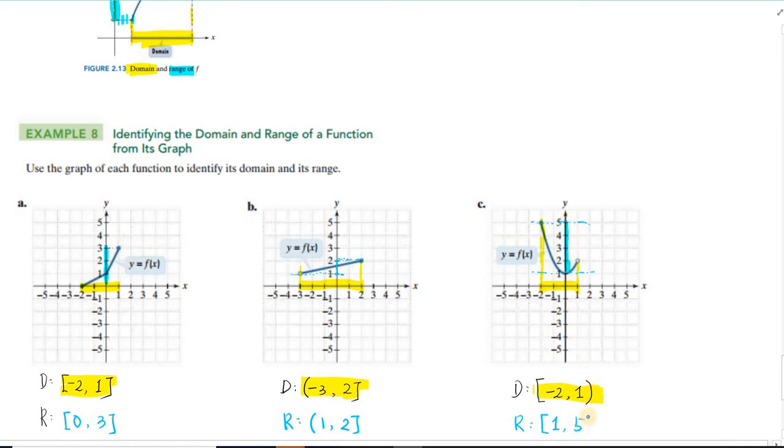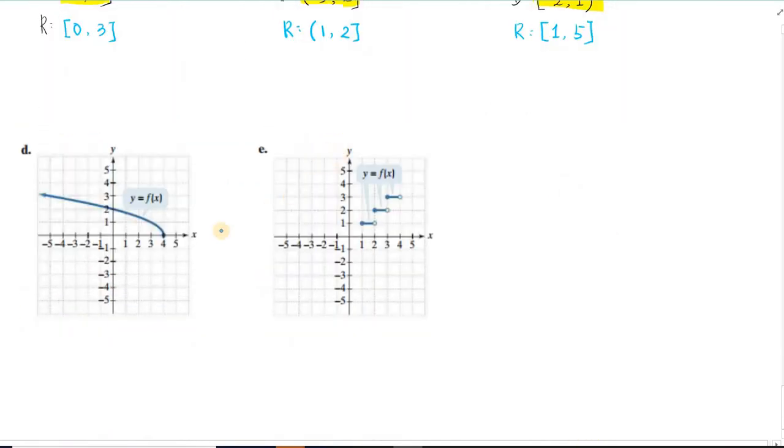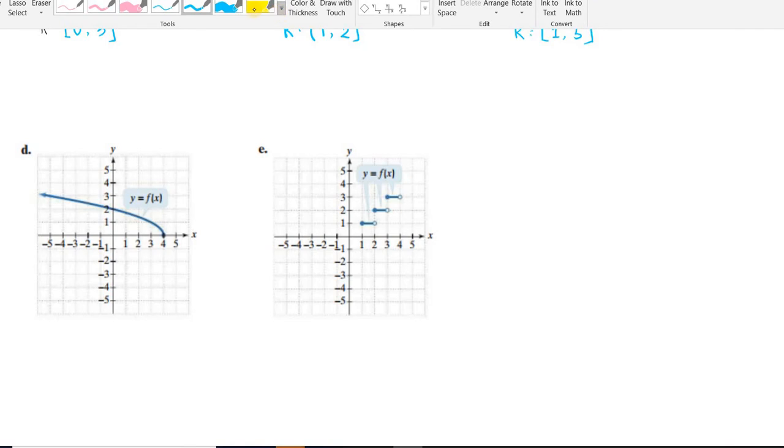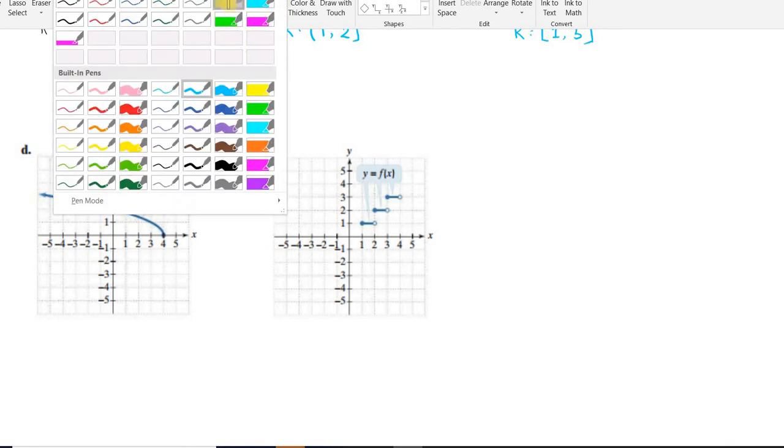So 5, again, that is right here. That's a solid circle, so we're going to close it with a bracket. So again, you can try to pause the video and see if you can get it by yourself. So we're going to go ahead and write our domain.